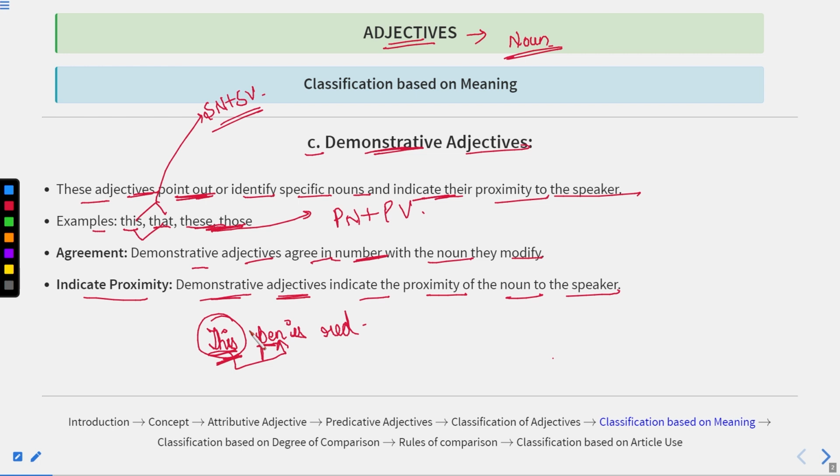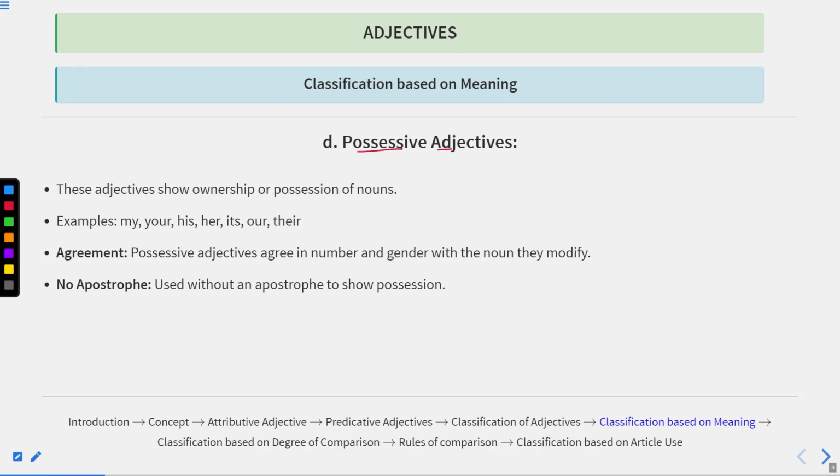Now let us move to the next one. Now we'll read possessive adjectives.